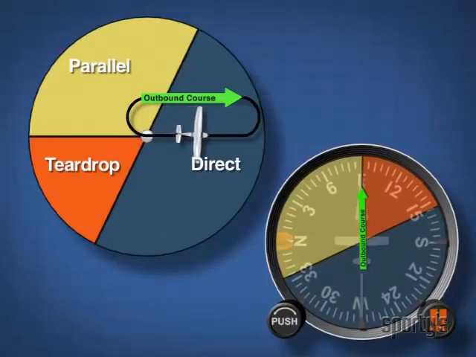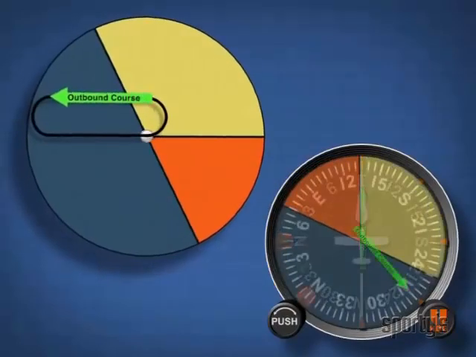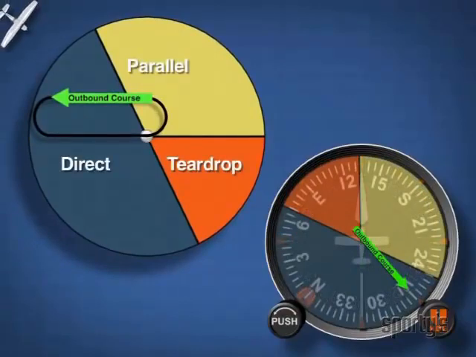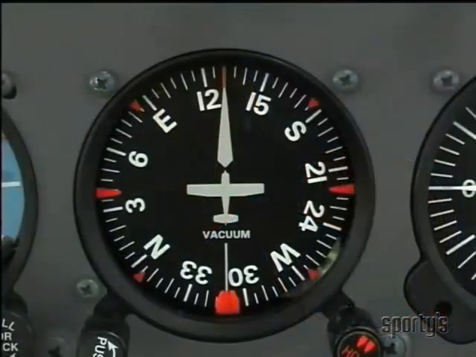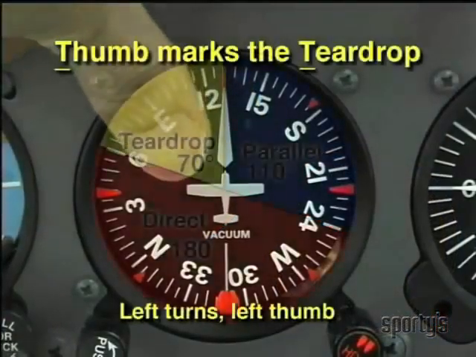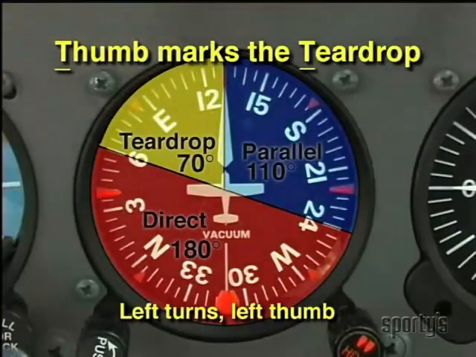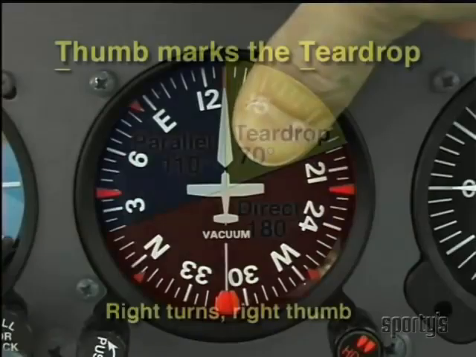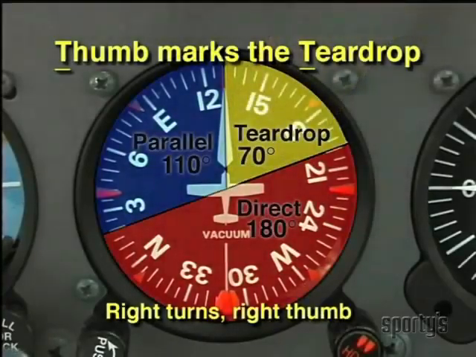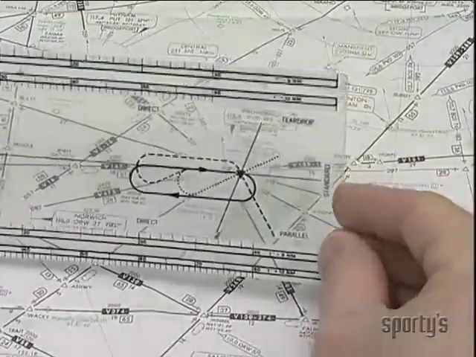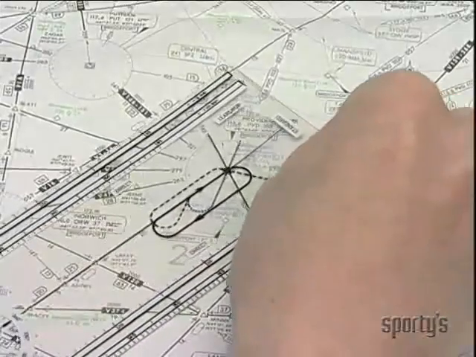A non-standard holding pattern uses left turns, and the entry procedure diagram has to be flipped so the teardrop section is in the upper left. A rule of thumb can help you visualize the entry needed. For non-standard left turns, use your left thumb to mark the 70-degree teardrop section, and the remaining sections fall into place. Right turns, right thumb. There are also devices available to help determine the correct entry.